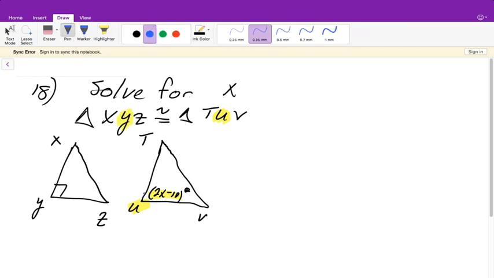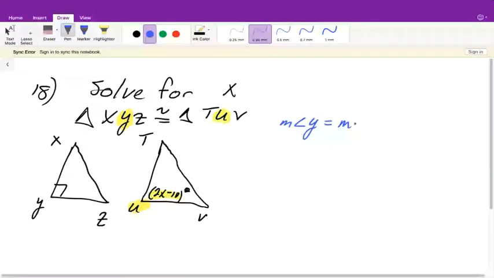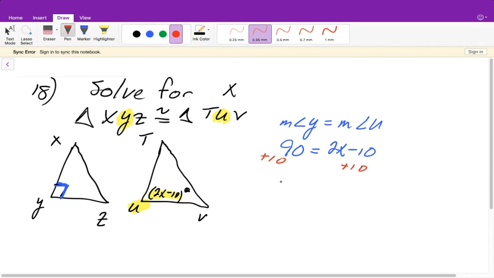So I can then say the measurement of angle y is equal to the measurement of angle u. I know that this is true. And if I look here at y, it gives me this box, which I know is a right angle, so that means y is 90 degrees. So I can set 2x minus 10 equal to 90. I can add over the 10, so 100 is equal to 2x. I can then divide each side by 2, and that means x has to be equal to 50.